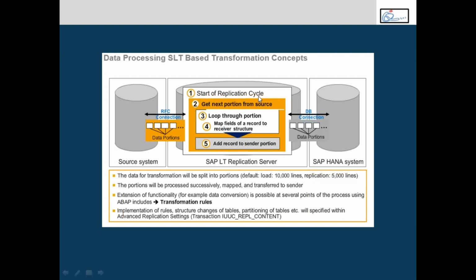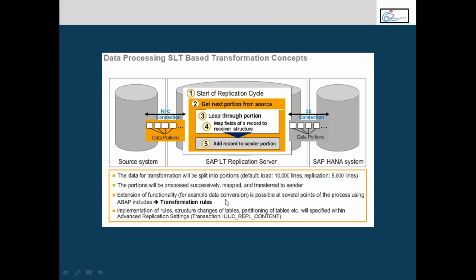You have the start of replication. First it gets the first portion, loops through the records in the portion, then maps those records to the target. Get the next portion, process it, next portion. It keeps on processing portion by portion.